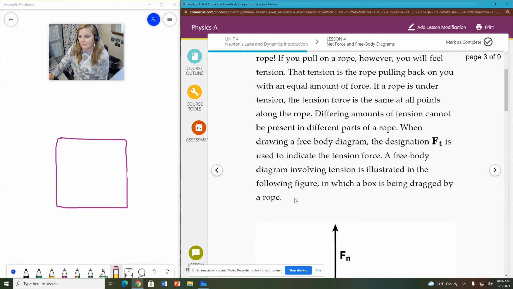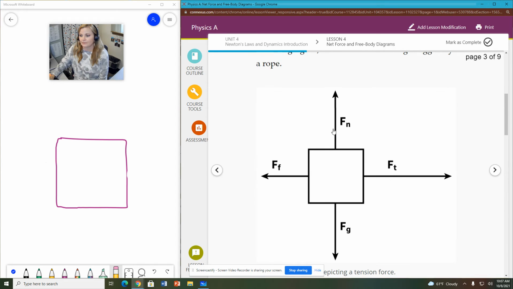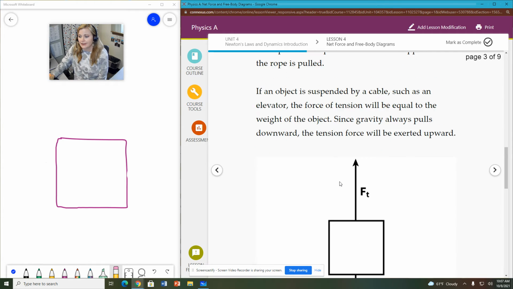A free body diagram involving tension is illustrated below, and we can see here, right? So you're pulling on the rope here in this direction, F sub t, and in this particular case, it is greater than the force of friction, so you're actually pulling it. It's going to move because it's greater than friction.